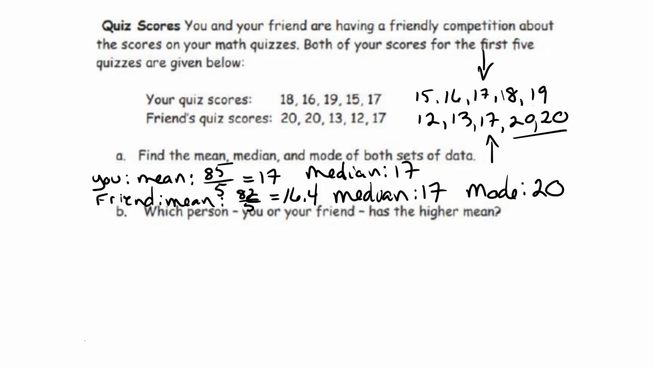So using the mean as the measure of central tendency to represent the data, your mean is higher, so it looks like you're doing better. If we choose the median, they're both the same, so it looks like you're doing the same.